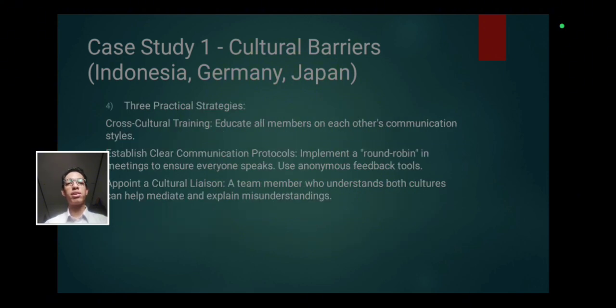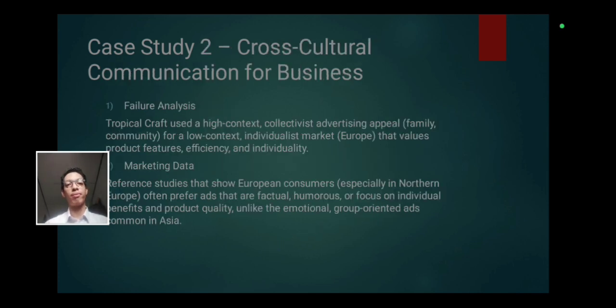And three practical strategies. Cross-cultural training: educate all members on each other's communication styles. Establish clear communication protocols: implement a round robin in meetings to ensure everyone speaks. Use anonymous feedback tools. And appoint a cultural liaison, a team member who understands both cultures and can help mediate and explain misunderstandings.